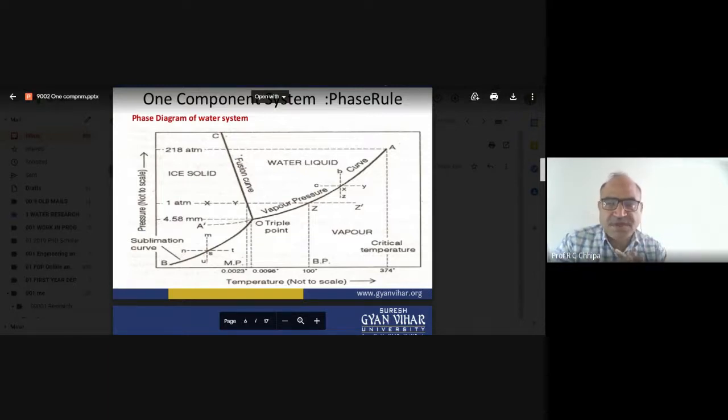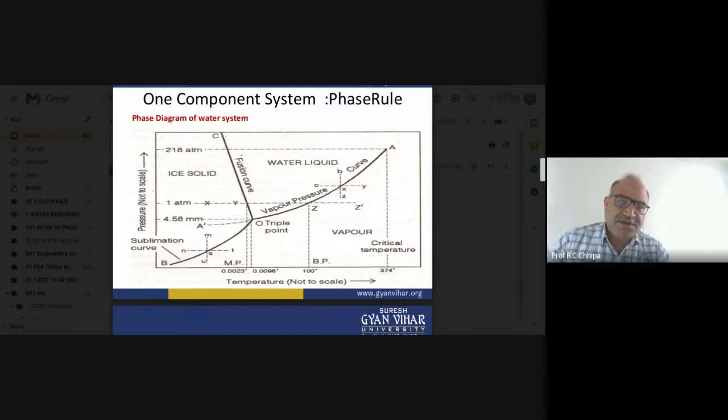In this particular case, the one-component example is water. Whatever x and y coordinates we are using, here we use pressure on one coordinate and temperature on the other coordinate. So you can see the different curves that are obtained.